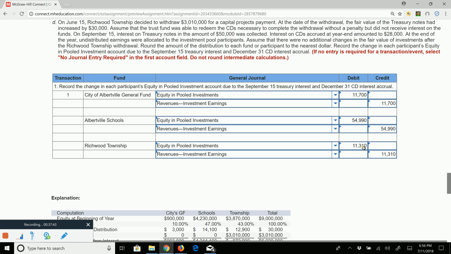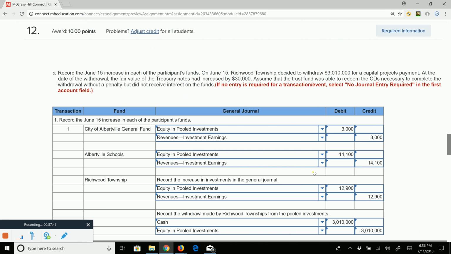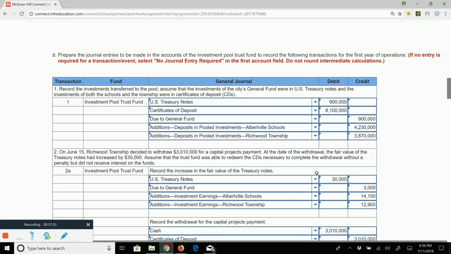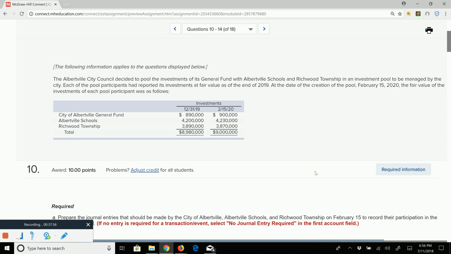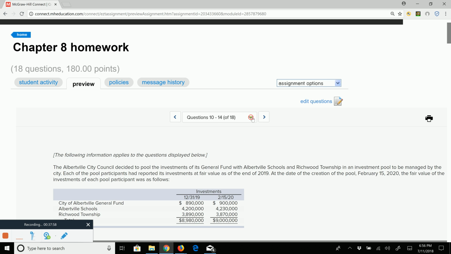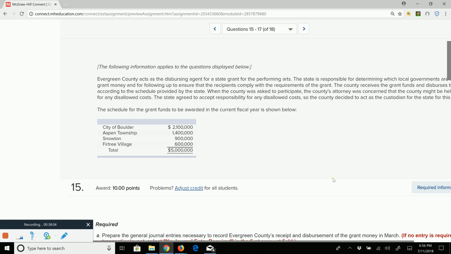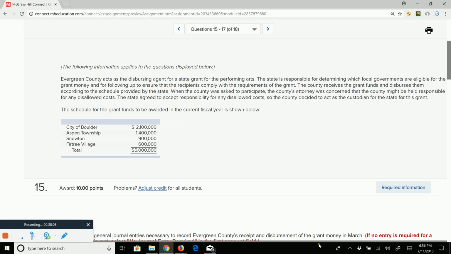But please understand the flow of the trust fund, its journal entries, as well as the journal entries of the participating governments. And let me go through one more with you. I want to show you it's very simple, all right, but I need to explain a couple of things. It is simple, but it does need explanation.